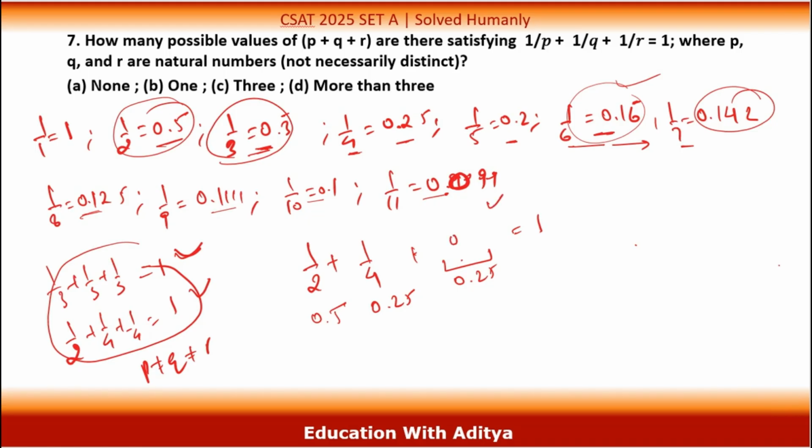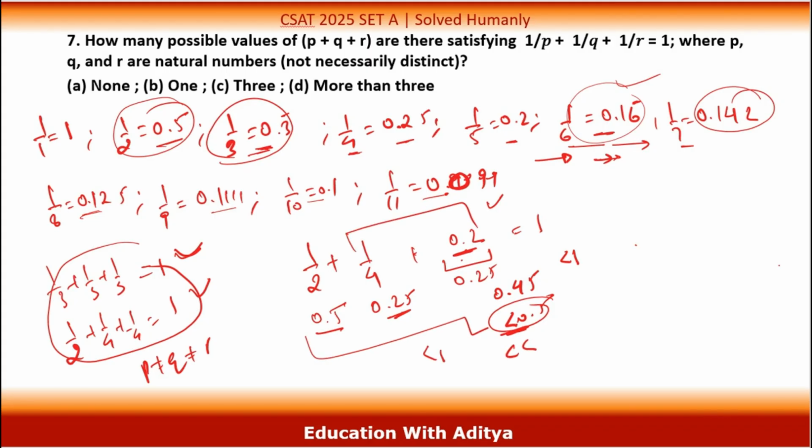If I put 1 by 5, 0.2, so 0.25 plus 0.2 would be 0.45, which is less than 0.5. 0.5 plus something less than 0.5 is less than 1. And if I keep going in this direction, the sum of these two will keep decreasing. So this number will always be less than 1. So if I take 1 by 2, 1 by 4, then the only solution is this.